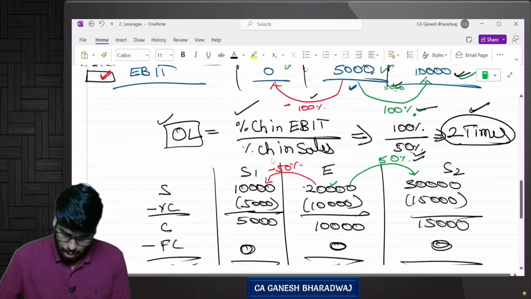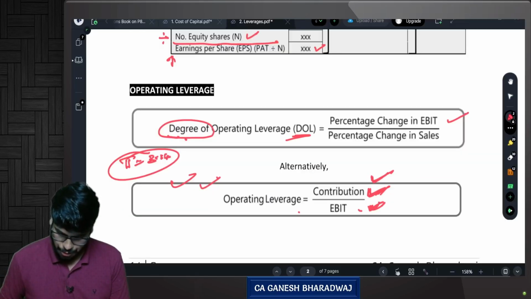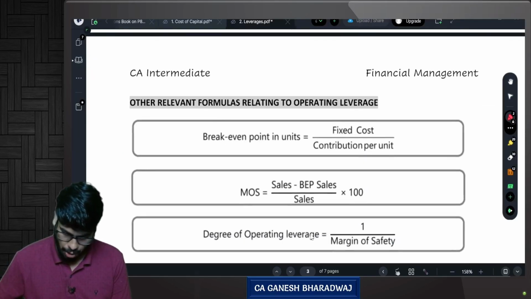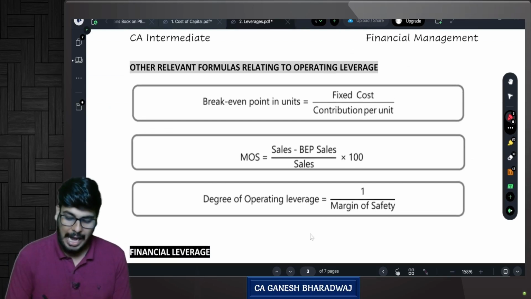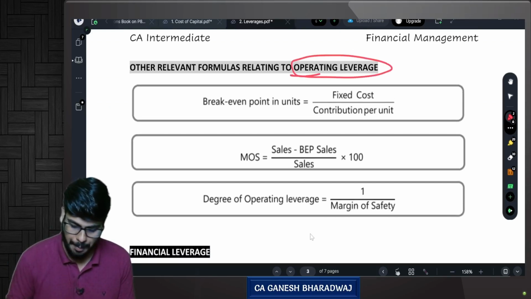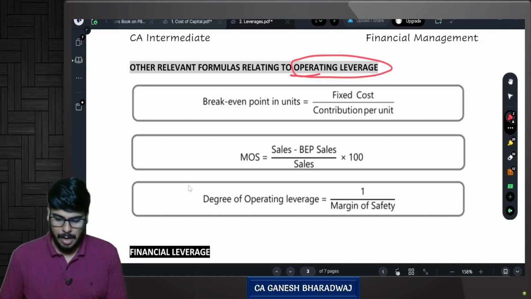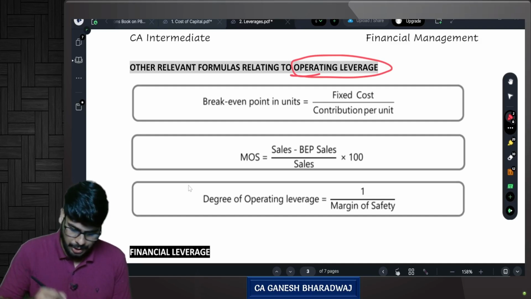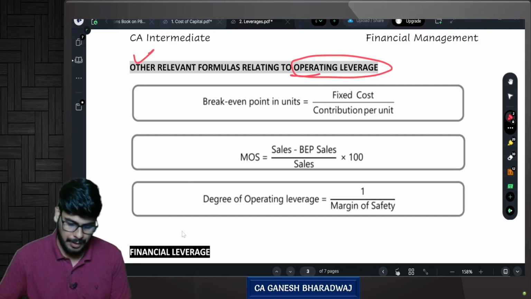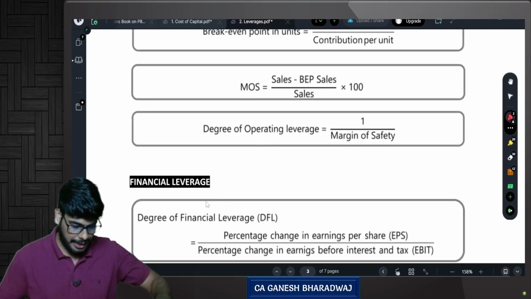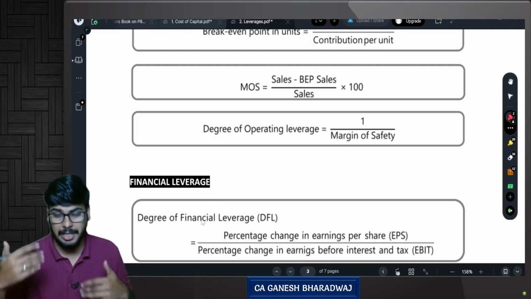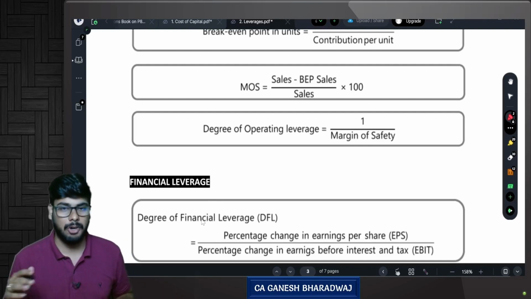Now, one more thing that I want to share with you in this particular area of operating leverage: other relevant formulas relating to operating leverage. Okay, so let me just come back to this after we finish financial leverage. I think that would make more sense. So let us go to financial leverage and then we'll come back to the other parts of operating leverage.